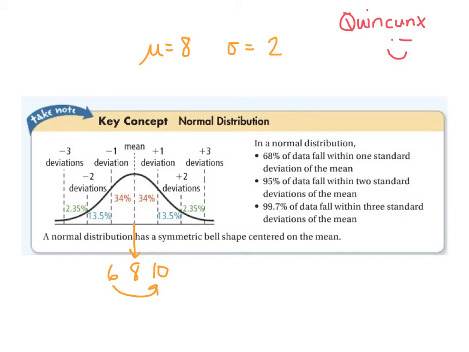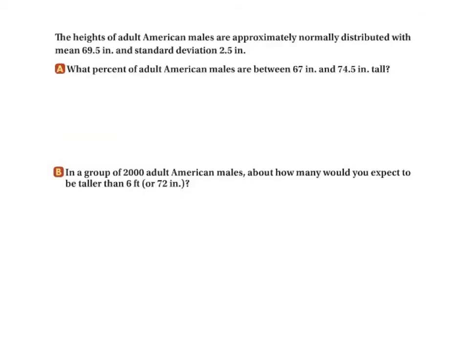Now, if you go out further than that, 95% of the data fall within 2 standard deviations of the mean. And then finally, 99.7% fall within 3 standard deviations of the mean. So you can use these values to predict where a particular person might fall if you're talking about something that's normally distributed and so on. We're not going to do problems like this too much in class, but I wanted you to see the significance of the normal distribution.